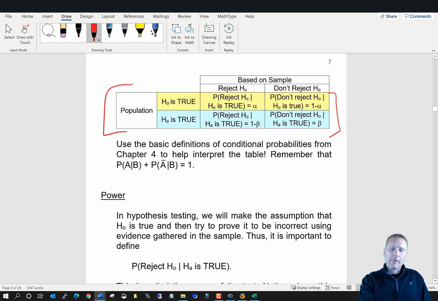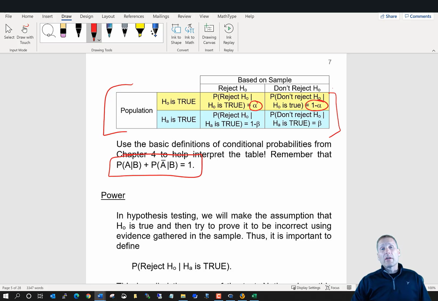Okay. So with respect to these errors here, notice what's in yellow, what's in blue. So probability of a type 1 error is alpha. But notice the probability that you don't reject H0, given H0 is really true, is 1 minus alpha. So I use the complement to find that. How did I do that? It goes back to our probability section when we were working with events.